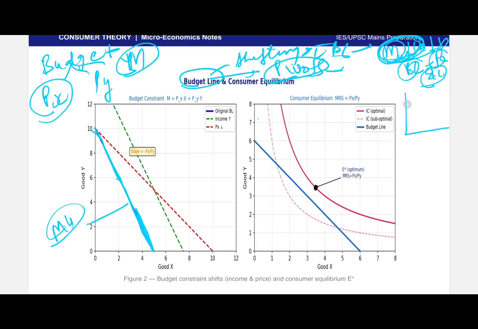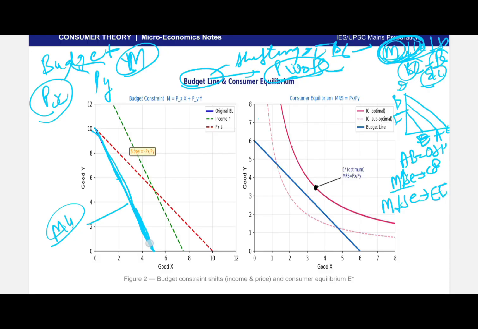So AB is the original budget line. If our money or income is increasing, then our budget line shifts to the rightward, that is CD. If our money income is reducing, then our budget line will shift to the leftward, that is EF.